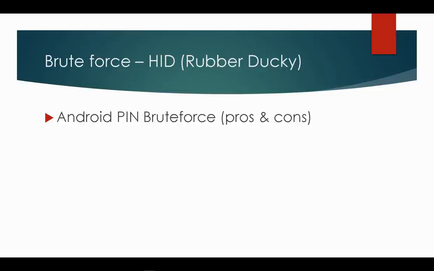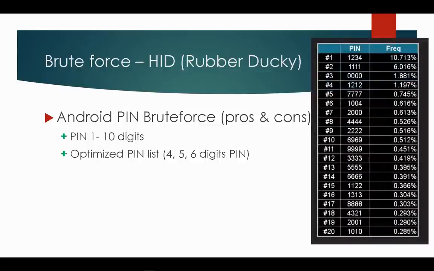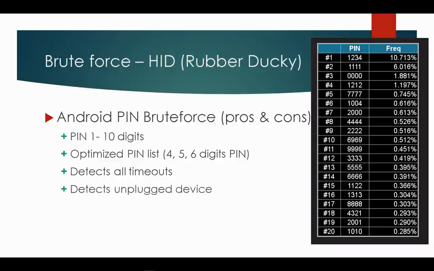It has a lot of pros and cons. For example, you can test various pins with a length from 1 to 10 digits. It uses an optimized pin list for 4, 5 and 6 digit pins. This is based on the most popular top pins being used based on the statistics. It detects all the timeouts. And if you unplug your smartphone, since if you're trying to crack the pin it will take a lot of hours and you need to recharge your device, if you unplug, charge the smartphone, plug back in, it continues where it stopped.